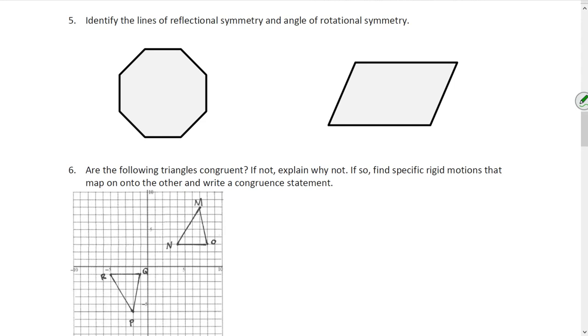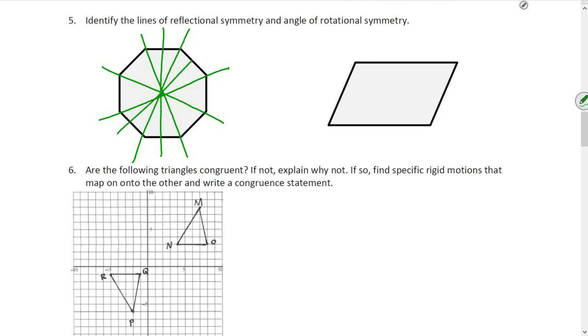So, reflectional symmetry I'll do in green. This is a regular octagon. So I think students can see it here, and here, and here, and here. Okay, those should all intersect at the same point. I'm just being very generous with where that center is. Okay, but it's also here and here and here and here. Okay, there are 8 lines of symmetry.